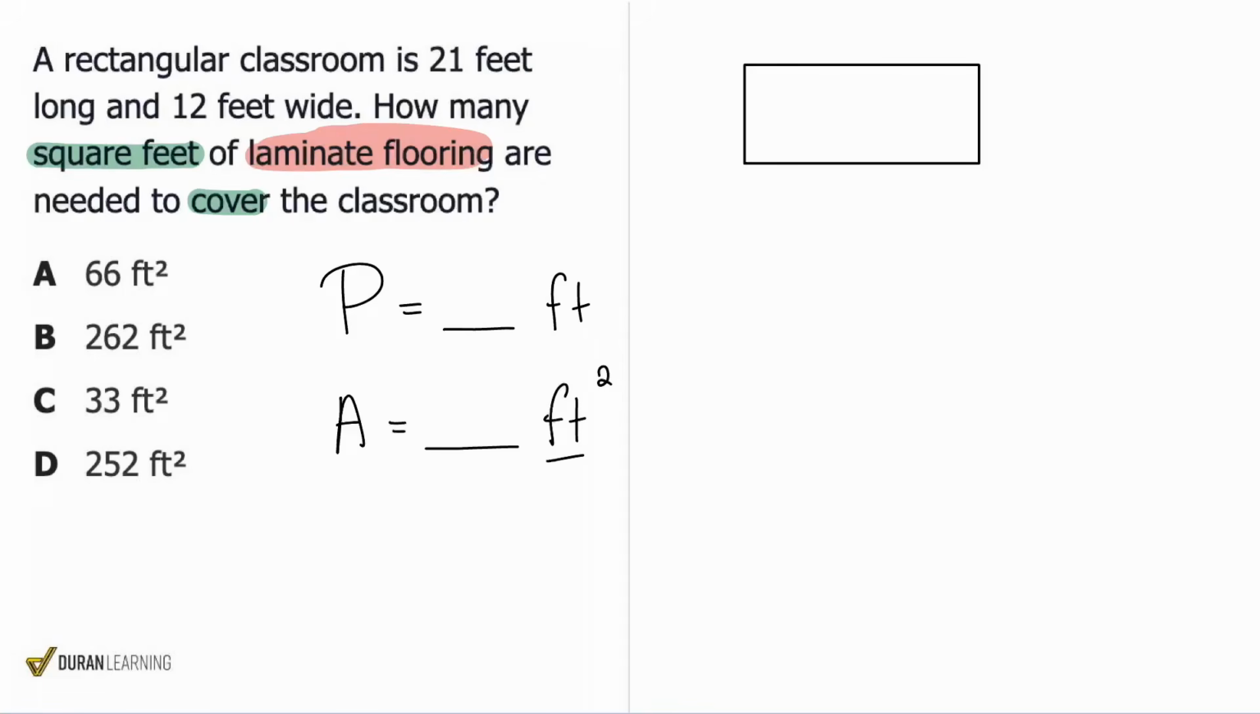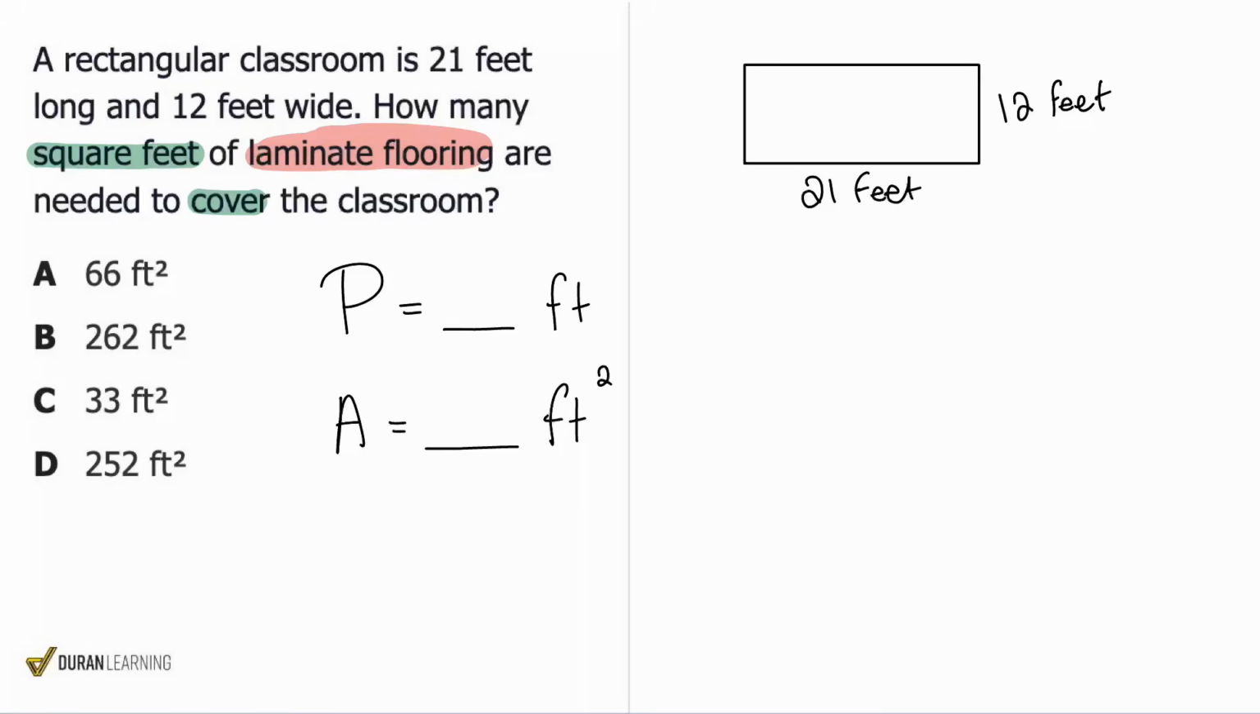I'm just using feet for this example, but that could be meters, kilometers, inches, could be whatever. But again, when it comes to perimeter, that's distance, it's going to be regular units. When you're looking for area, that's square units. And the simple reason is this. Let's say I have my length over here, 21 feet, like the problem says. And then we have our width, which is 12 feet.